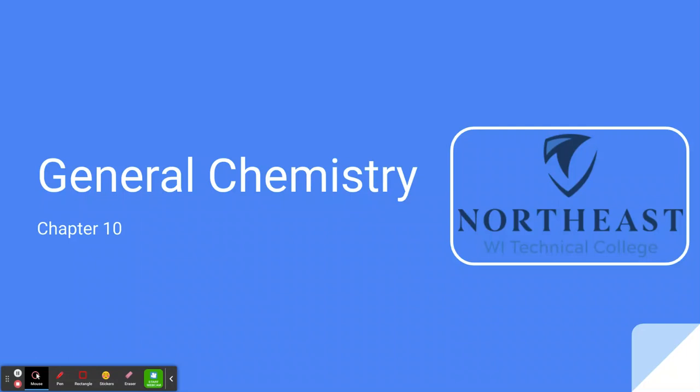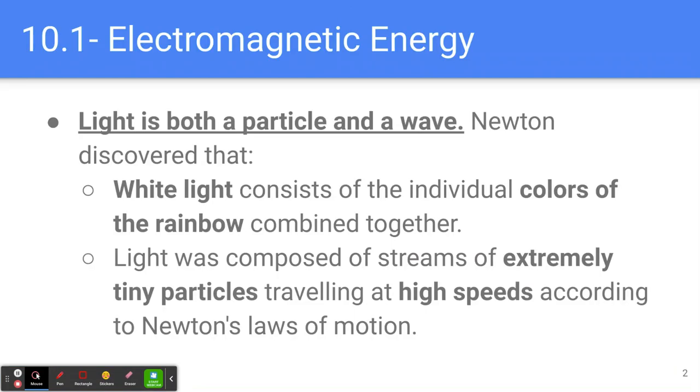All right, and here is chapter 10 for general chemistry. This chapter, we're really going to be thinking about electrons. Before we get to electrons, we have to first talk about the electromagnetic spectrum and electromagnetic energy. To think about this, we're really going to talk about light. And light itself is both a particle and a wave.